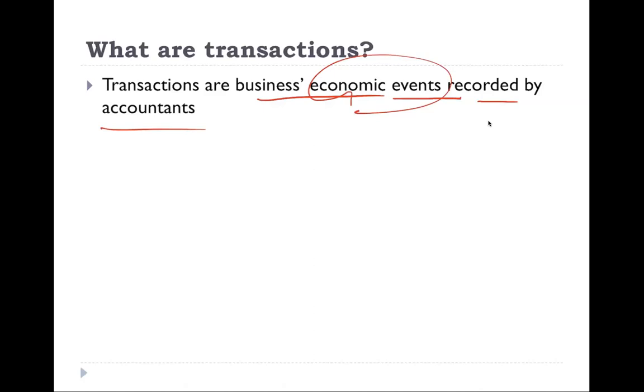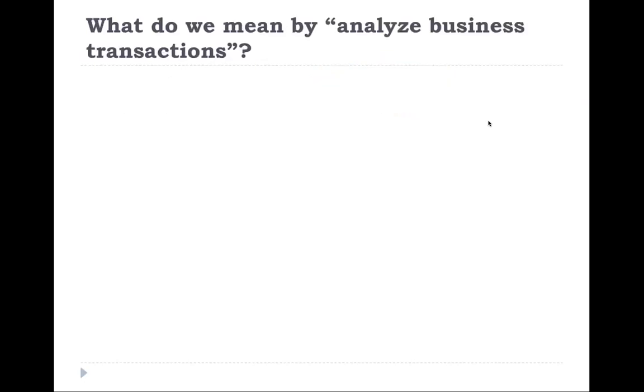They can be, for example, Starbucks sold a cup of coffee, that is one transaction. Starbucks purchased coffee beans, that is another transaction. And Starbucks pays its workers, that's another transaction. All of those are called business transactions. And what do we mean by analyzing a business transaction?